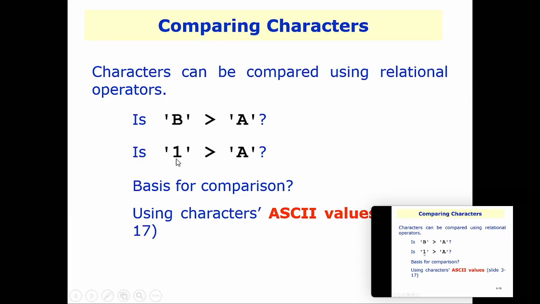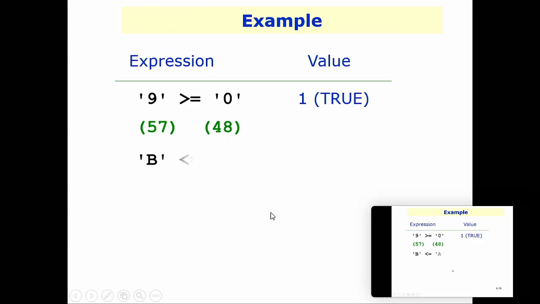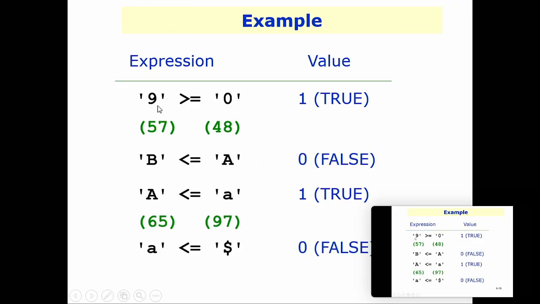What about this one? Actually, I don't remember the integer value of the letter 1. Okay, so 9 is 57, 0 is 48. So it is larger. Uppercase B is larger than uppercase A. Uppercase A is 65, lowercase a is 97. 32 difference. So it is true. I don't know this symbol, but it's like it is false. So you can have such a comparison considering ASCII value.